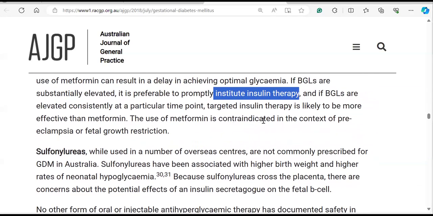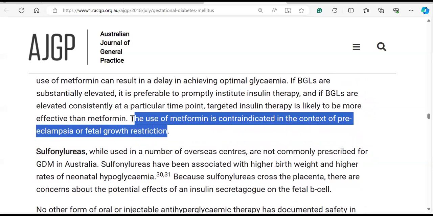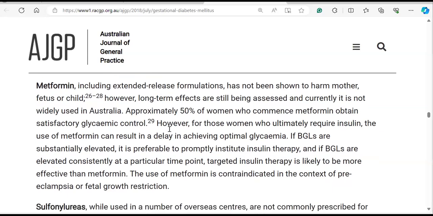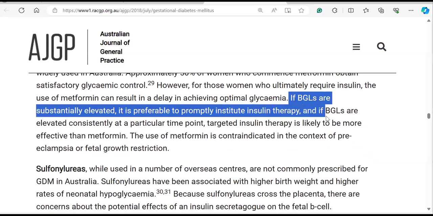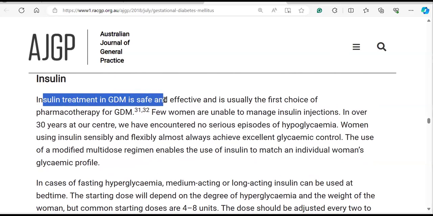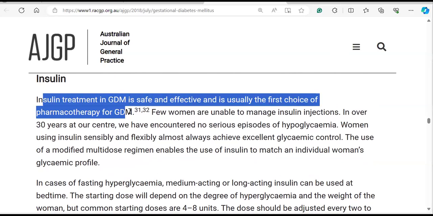Use of metformin is contraindicated in the context of preeclampsia or fetal growth restriction. So that's actually the thing, that metformin is not very commonly used, but it can be used. Definitely, if blood glucose is very high from the first, then yes, this is not an option. Insulin is the option. Insulin treatment is safe and effective and usually the first choice of pharmacotherapy for GDM.